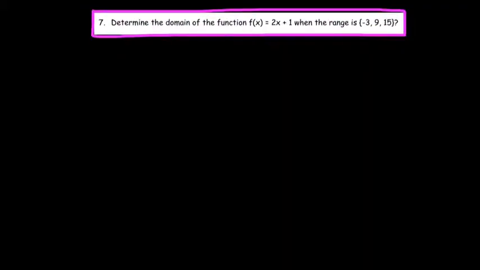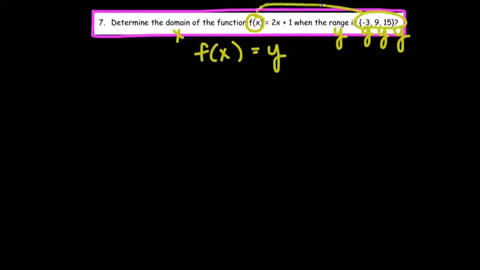All right, for this one it asks us to determine the domain. So it's asking us for the x values for this function, f(x) = 2x + 1, when the range, when the y values are -3, 9, and 15. So remember, f(x) is the same thing as y. So what it's asking me to do is take these values and plug them in where I see that f(x), or the y. So I'm going to rewrite this one this time as, instead of f(x), I'm going to plug in -3, which is equal to 2x + 1.